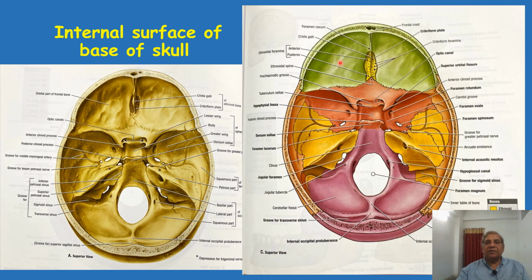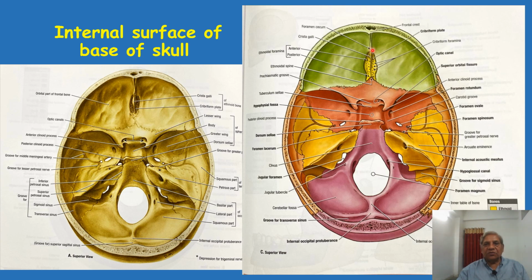Then the question will come, why are there elevations and depressions seen on the orbital plate of the frontal bone? You can say that these impressions are because of the sulci and gyri of the frontal lobe of the brain, of the cerebral cortex. Then he may ask you, which is a very important suture seen here? This is the suture between the posterior margin of the orbital plate and the sphenoid bone, the frontosphenoid suture, this suture here. This will be the most important question.